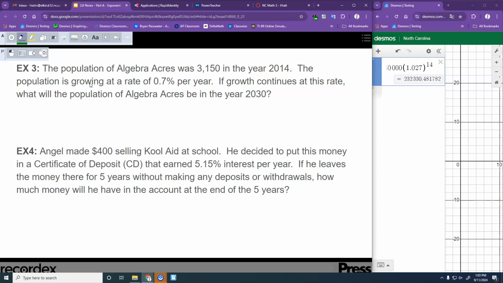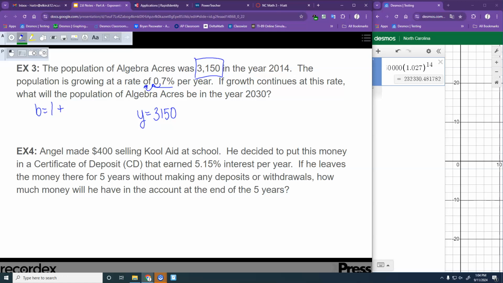So in this case, we are going to do y equals, we need our starting value. That is going to be 3,150 here. And our growth rate here, we got to use for our B value. Remember, it's going to be 1 plus our rate as a decimal. So this is a little confusing because it's already a decimal, but this is the percent. So I still have to move my decimal 2 places over here.